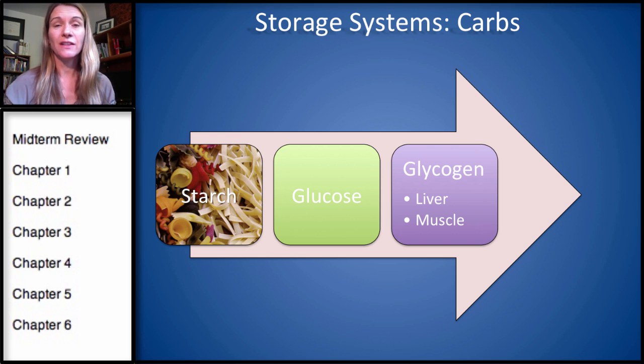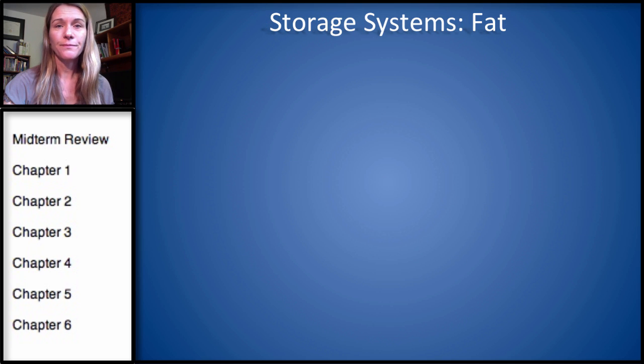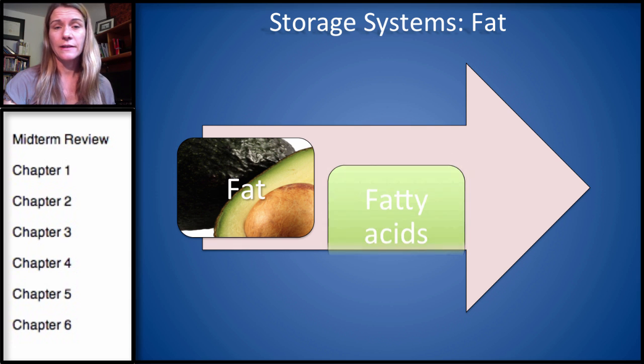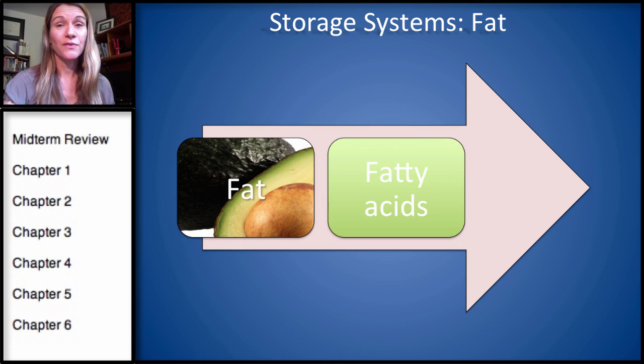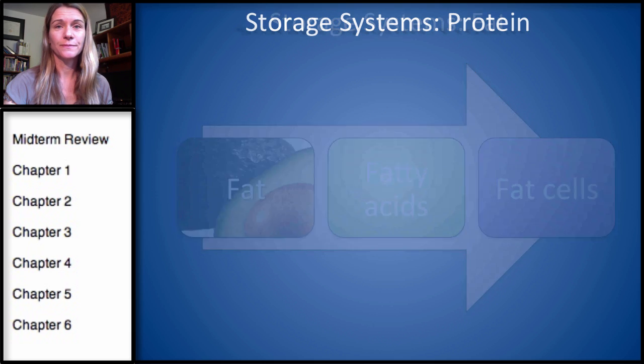If you don't use it, you store it as glycogen in the liver and muscle, and if you continue to eat too much and those glycogen stores are full, it ends up in the fat cells. So what about fat? Well, we start with eating fat. Fat is broken down into fatty acids, right? That's how they are absorbed into our system. And then if they're not used for energy, they get stored in the fat cells.